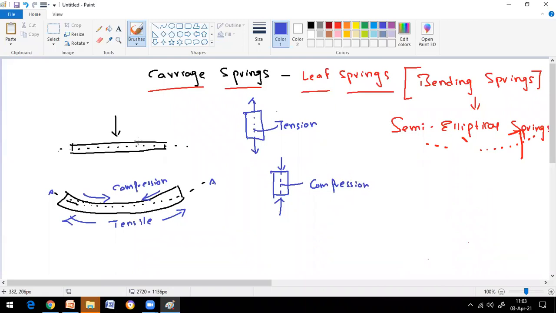In these cases, what happens? The member will bend. This is called compression bending, and this is called tensile bending. Due to this, compression bending stresses will develop, and due to this, tensile bending stresses will develop. Understood? But there will be no axial tension or axial compression. Okay. Clear? Yes, sir. Right.